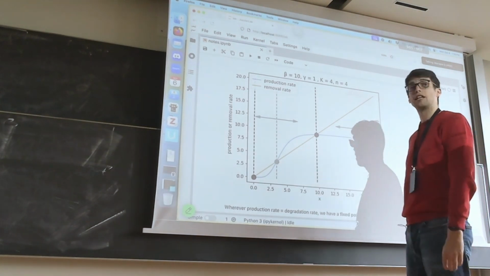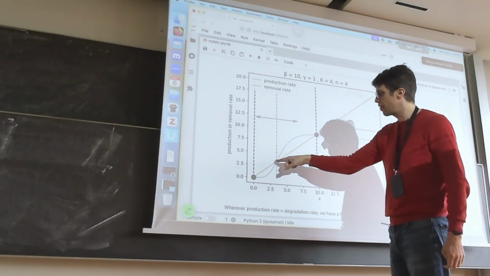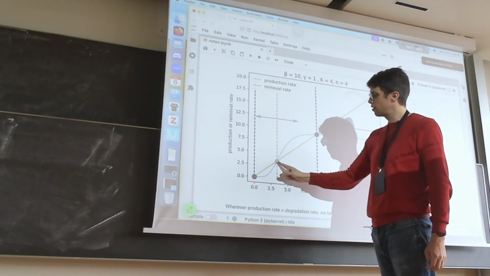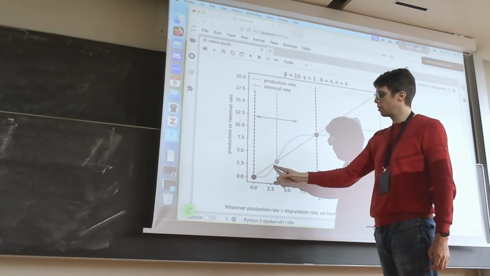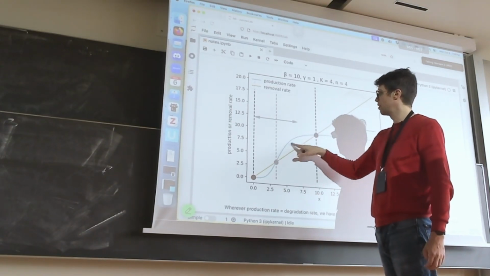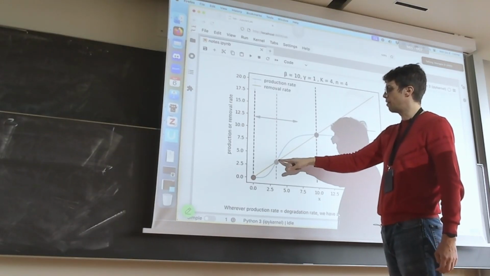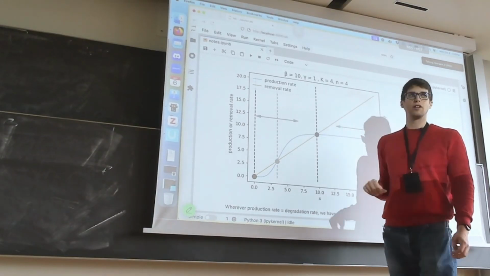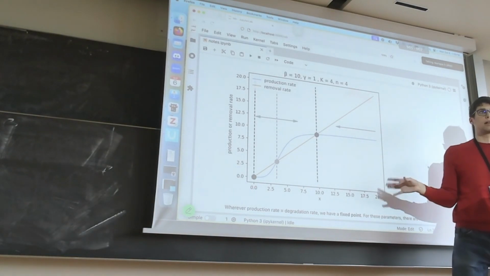This in the middle is an unstable point. If you start exactly there, you will stay there, but if you're starting a bit below, now we have a higher degradation rate than production rate, so we slide here. And here, the same thing. If you start a bit above this unstable point, you're sliding up. So this is a bistable system.